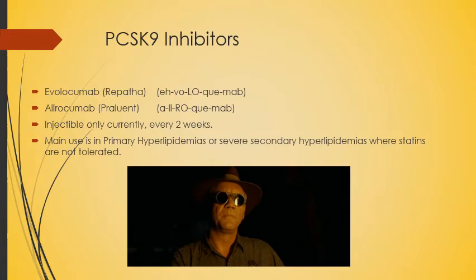The specific PCSK9 inhibitors are evolocumab and alirocumab. So that's Repatha and Praluent. And, you know, they're really good medications, but they tend to be injectables, or they are only injectables right now. So you inject them every 2 weeks. Some people see that as a positive, some people don't. The main use though right now is in the primary hyperlipidemias or severe secondary hyperlipidemias where statins are not tolerated.